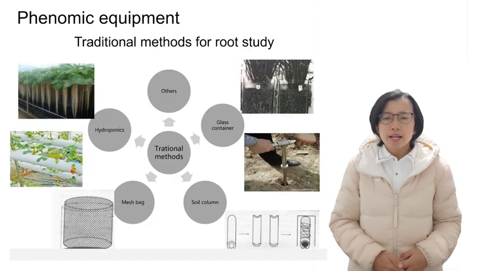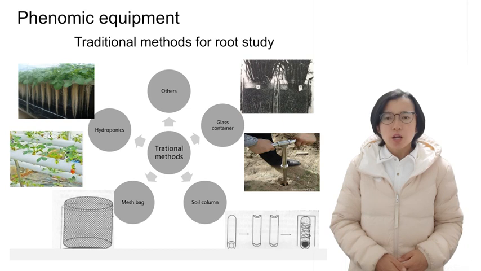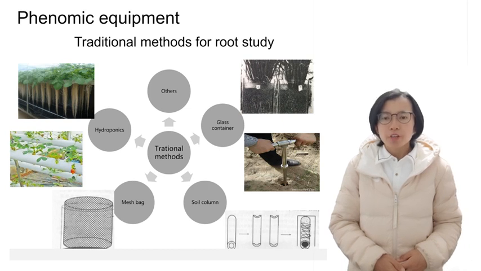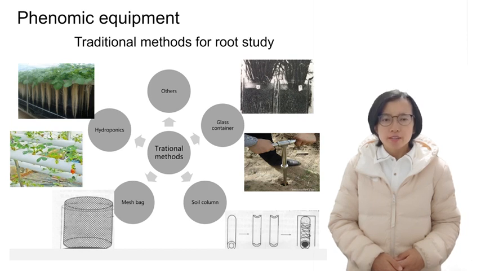So how to study root? People used to invent some traditional methods for root study. For example, we can cultivate root in vapor, in water, so we can see it directly and carry out experiments on it. We can also cultivate it in a mesh bag. If you want to study it, you just take it out. We can also cultivate it in a glass container. The root grows along the container and we can see it directly.